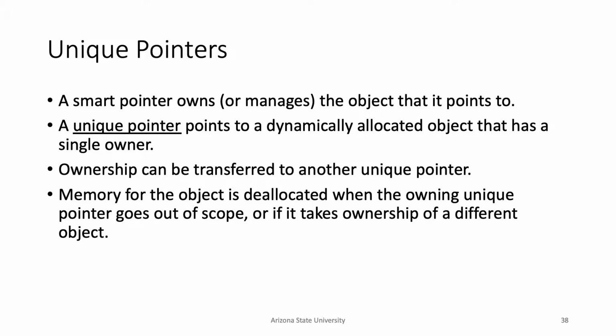So if I have 2 pointers, one of them does own the object, and I move the ownership over, does the first one have ownership anymore? No, because I'm moving the ownership. Good. So memory for the object is deallocated when the unique pointer goes out of scope. So when the destructor of the unique pointer is called, then that resource is freed up. So it handles all the work for you.